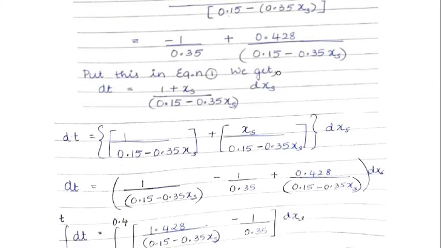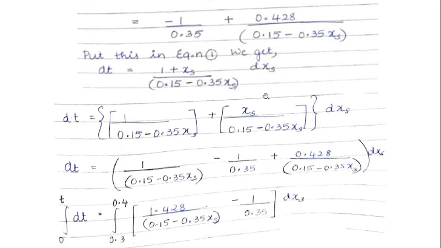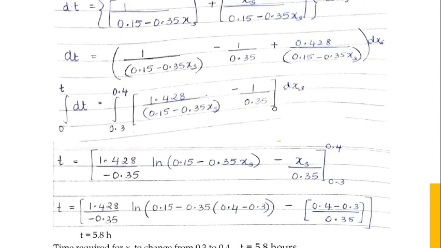Let's get back to our equation 1 where we had started. So we had this equation, right? This was the original equation we had. Now this particular equation we have separated into two terms this way. This is the equation we have got just now. We'll replace the original with this equation. So it is minus 1 by 0.35, plus 0.428 by 0.15 minus 0.35x. Everything is correct. Now let's go ahead and do the integration.